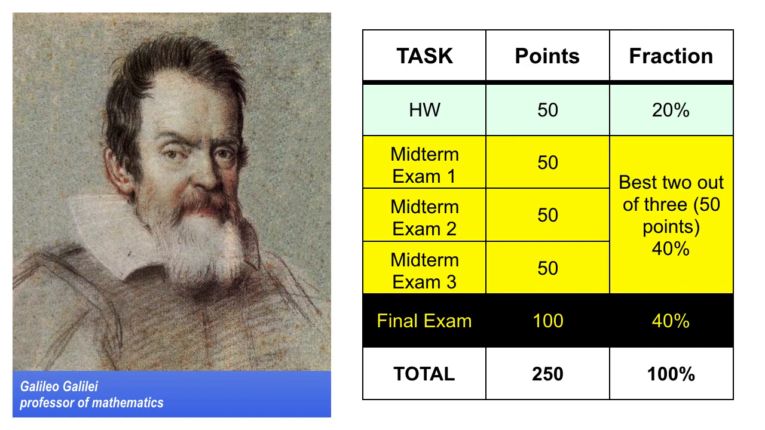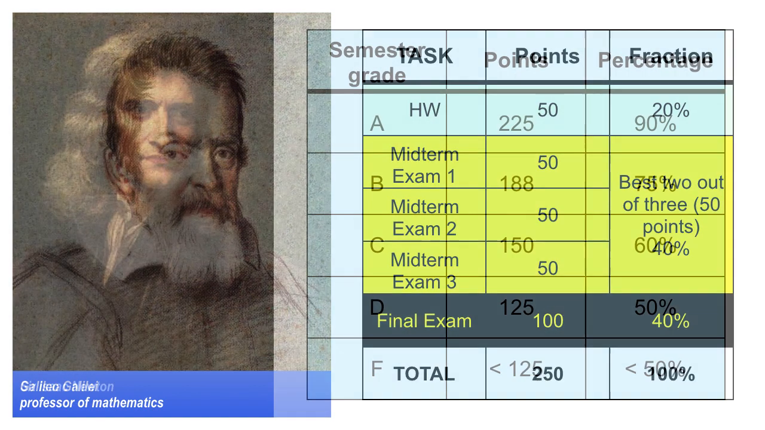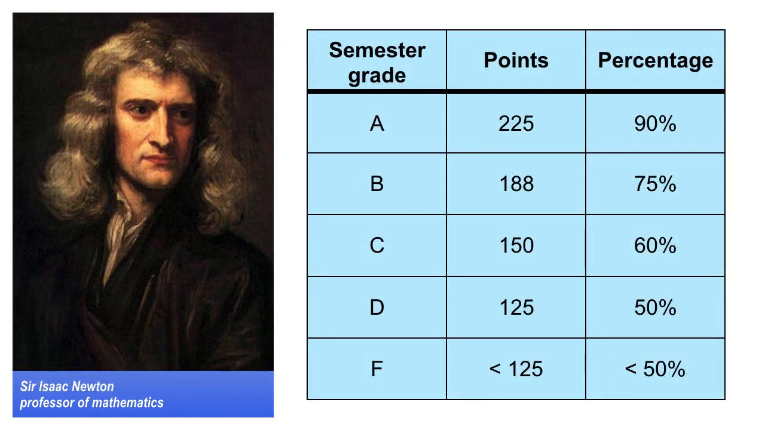Anyways, total 250. And here's how the grades work out. If you get 225 out of 250 at the end of the semester, after the final and after all the stuff is done, then you'll have scored 90% or more, and that means you have an A.